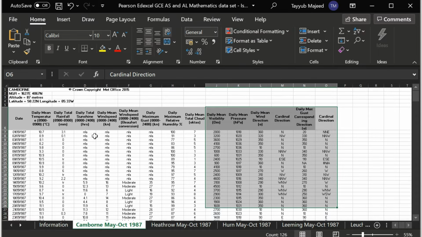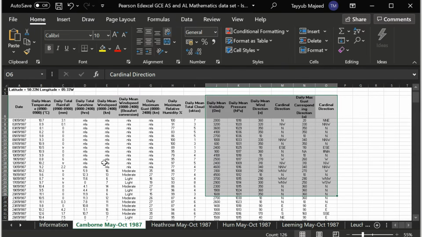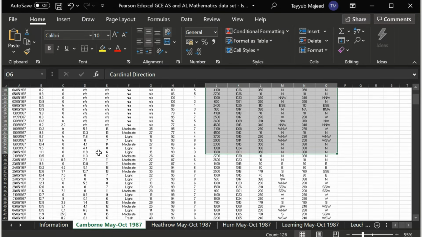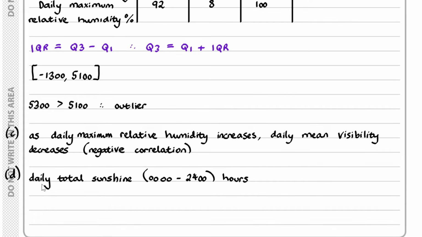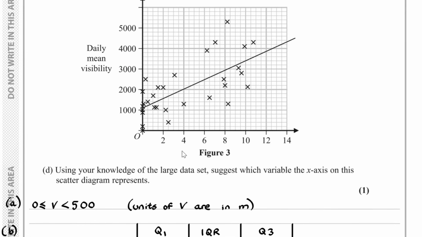And what we could do instead, we could use the daily total sunshine in hours, and that makes sense for us to use that because as the number of sunshine hours increases, of course the visibility with that will also increase. So we have the daily total sunshine over a 24-hour period in terms of hours. And that makes sense, of course, as the number of hours of sunshine is increased, the daily mean visibility also increases.